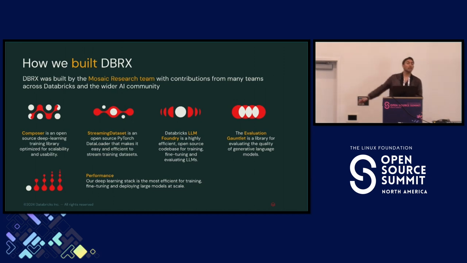And finally, we evaluate the model with an evaluation gauntlet, which is also open source, and it's a library used for evaluating these models in a statistically equivalent way. This is a really interesting area where everyone has their own numbers that they publish. The numbers that we publish are always derived from our open source evaluation framework so that everyone can reproduce them.